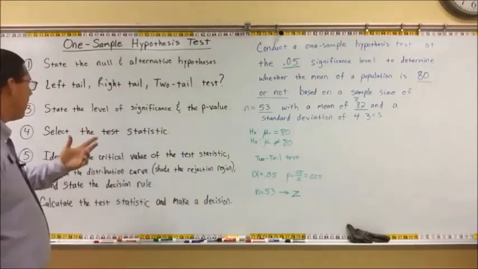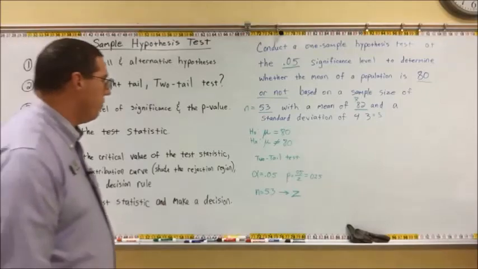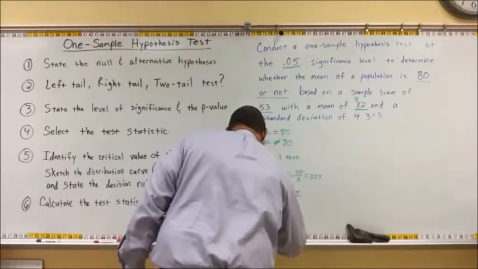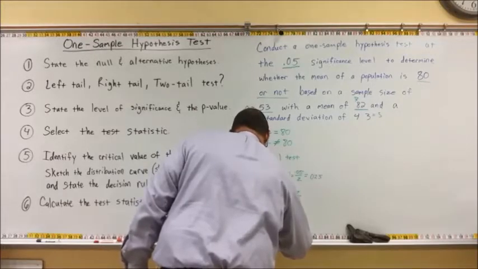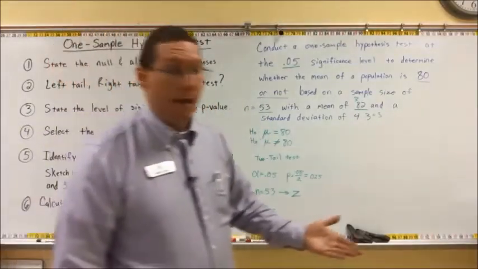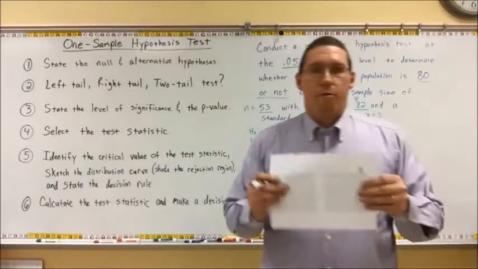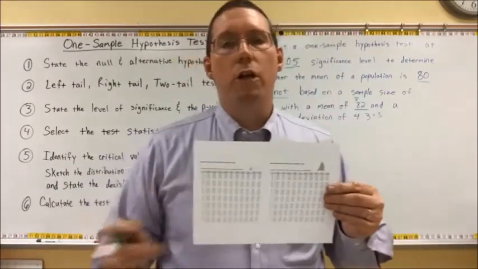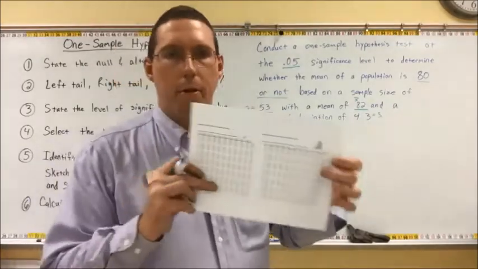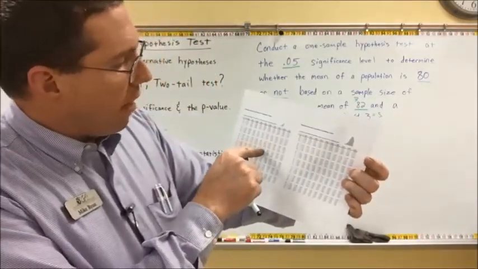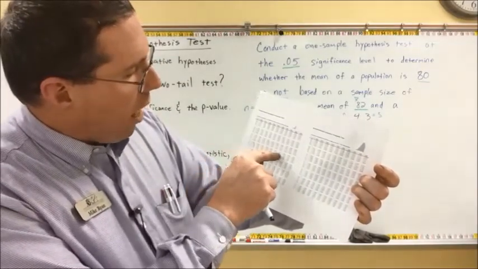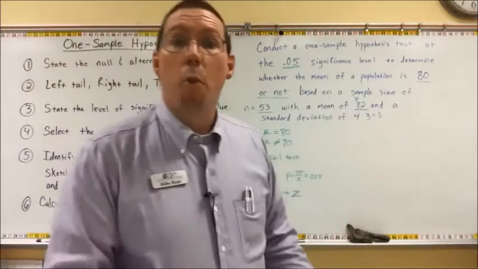Step five, identify the critical value of the test statistic. So we're going to identify our critical z-value, z-crit, and we're going to get that from a z-table. So here's our z-table, and what we're going to do is we're going to look up the p-value 0.025. We're going to look that up inside of the table, right? And if we look up inside here, a p-value of 0.025 is dead on at negative 1.96. So it's negative 1.96.